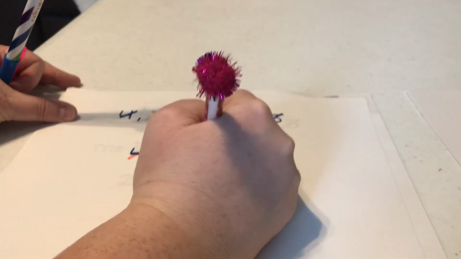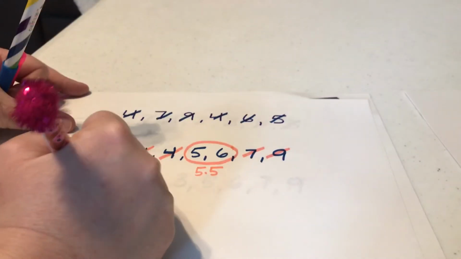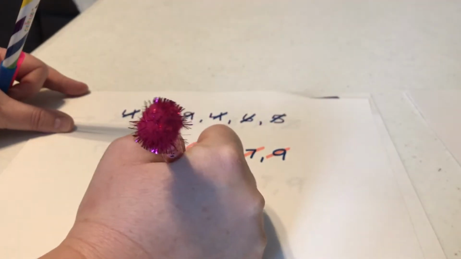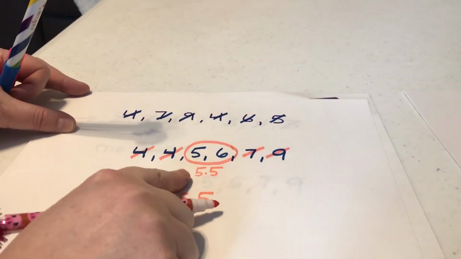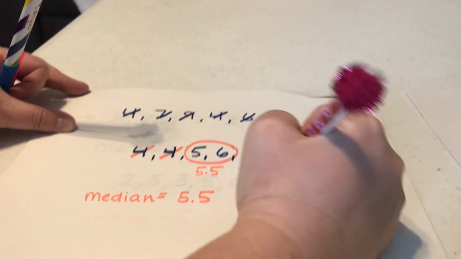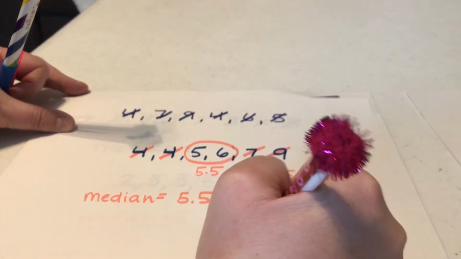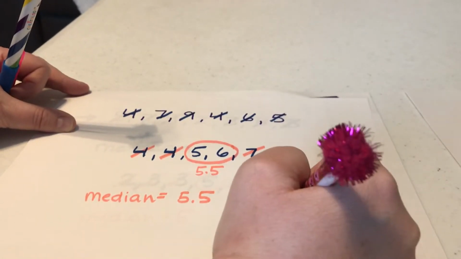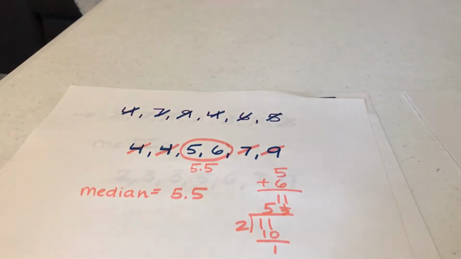So our median is 5.5, or 5 5/10, however you'd like to say it. And so the middle value, or the median, is 5.5. If you didn't catch how I got that, I added 5 plus 6, and I find the average of it, which is 11. And 11 divided by 2 is 5 1/2. Okay? All right, ready to move on?